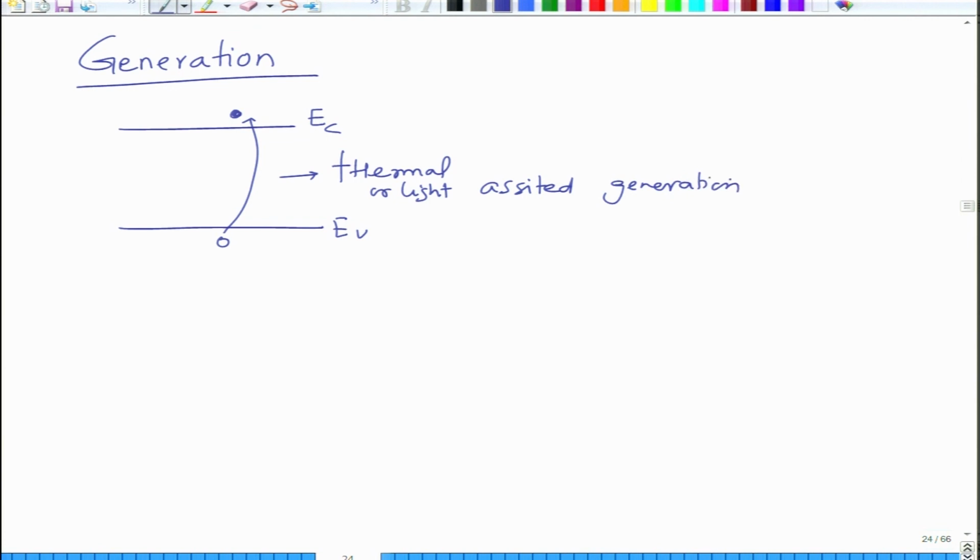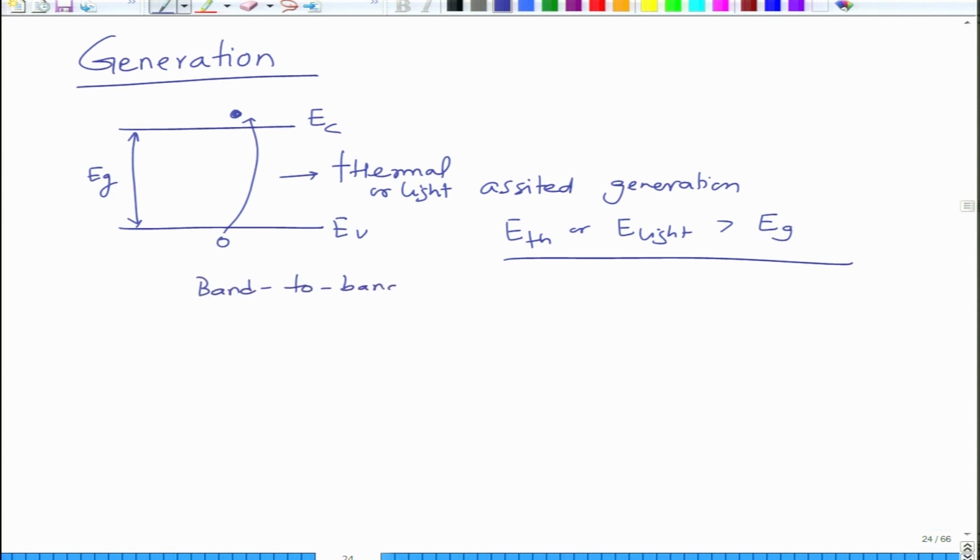You have a radiation of energy. So basically energy E thermal or E light is greater than Eg. Okay, so this is the band gap. You need to overcome this energy to thermally excite or photo excite the carriers. So what it requires is that the energy of radiation or the thermal energy has to be larger than the band gap. So this is called band to band generation. Very common mode of generation in semiconductors.